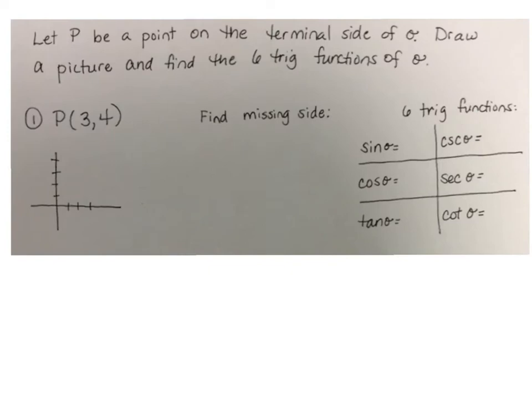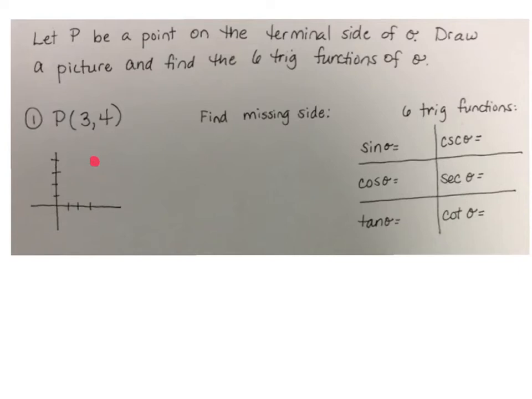Okay, let's get started. Okay, the P just represents a point. So the point 3, 4, you know how to graph 3, 4, you go to 3 on the x, so over 3 and up 4. So we're going to go over 3 and up 4 and plot your point. So that's the point 3, 4.